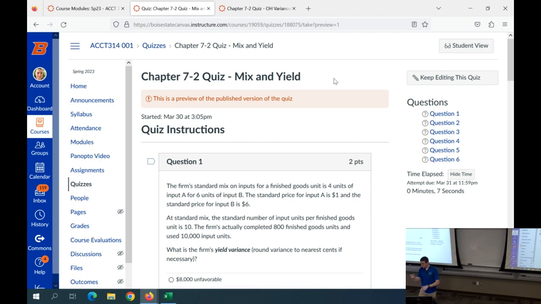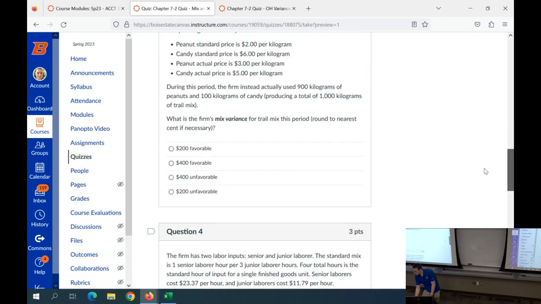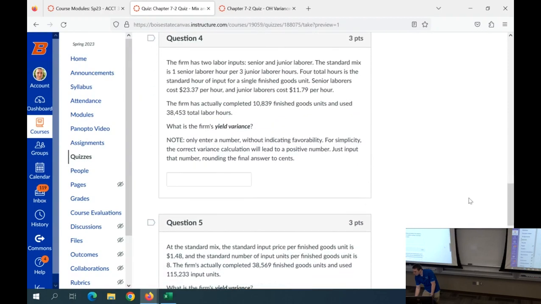Can we try one of the open answer yield variance ones? One of the senior labor. Like this one right here? Yeah. All right, let's do this one.